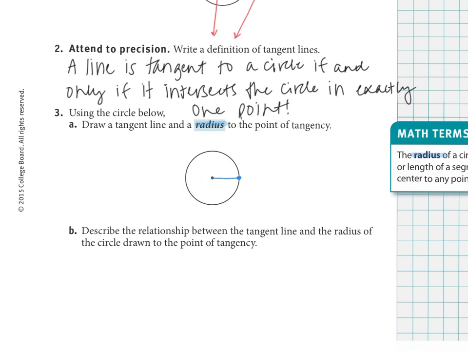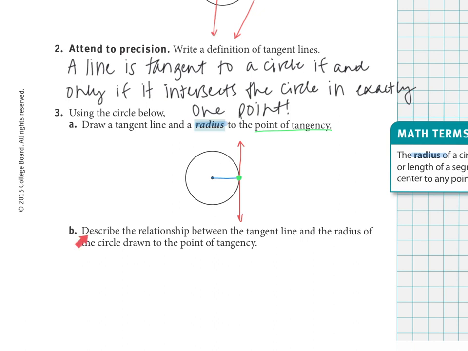So now that we have a radius, we want to draw a tangent line and a radius to the point of tangency. So here's what we're going to do. This point right here is where we're going to draw our tangent line. So I'm going to go ahead and draw my tangent line right there. And this point right here is called the point of tangency. So I'm going to go ahead and circle that so you can see that this is the point of tangency, where I drew my tangent line and it touches the circle at the point of tangency.